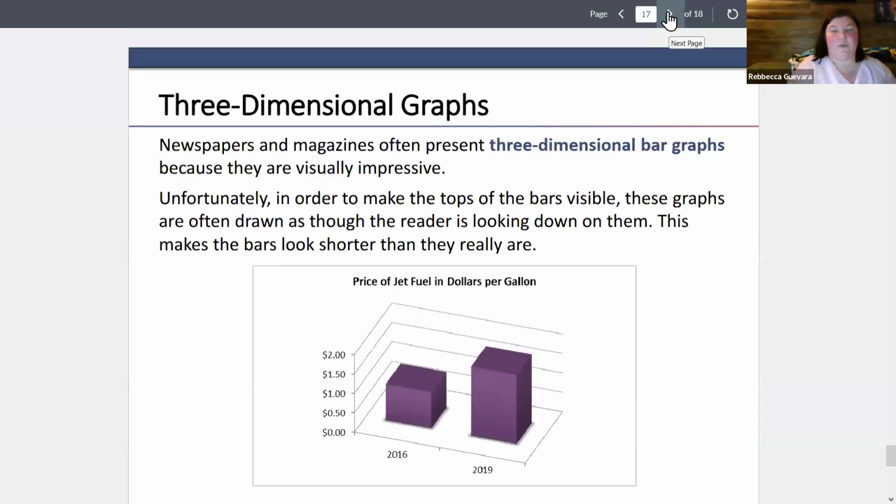All right, the last misleading one we're going to go through is three-dimensional graphs. Newspapers and magazines often represent three-dimensional bar graphs just because they're more visually impressive. They look cooler than the other kind of graphs. Unfortunately, in order to make the tops of the bars visible, these graphs are often drawn as though the reader is looking down on them, and this makes the bars look much shorter than they are.